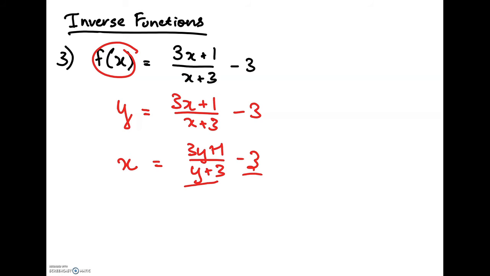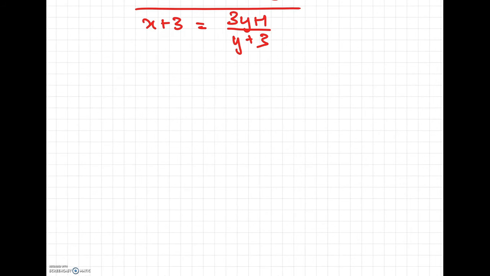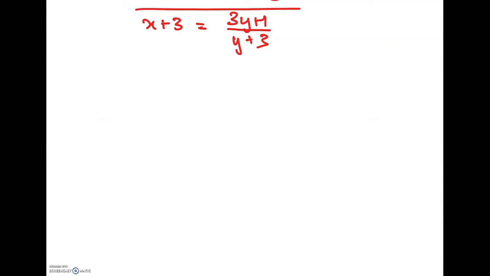3 is on its own, and first we're going to want to get rid of 3. So to get rid of the 3, you add 3 to both sides, so you get rid of it on the right. You get x plus 3 equals (3y plus 1) over (y plus 3). Let's move it down so we have some more space. And now, as you can see, we have a term on the left-hand side and a term on the right.